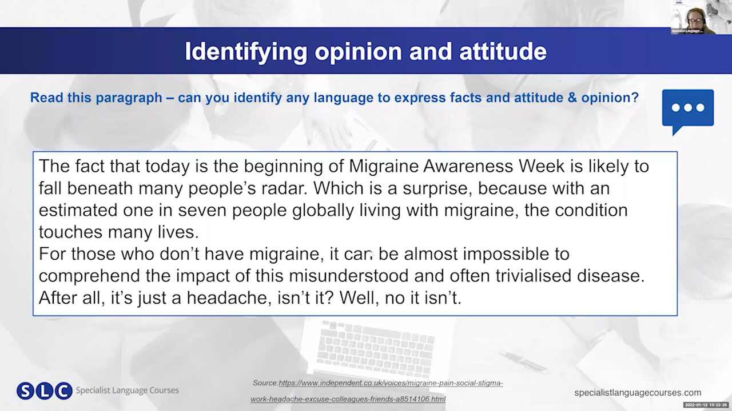Okay. And what about language of attitude and opinion? Let me know in the chat box. Great. Picking up those common phrases. So let's look together.